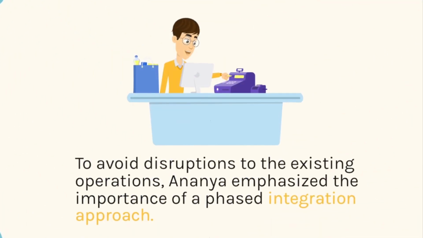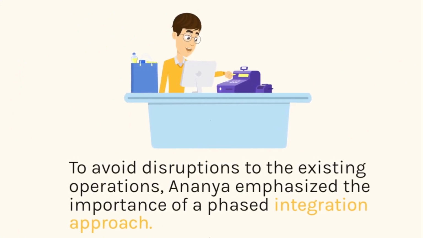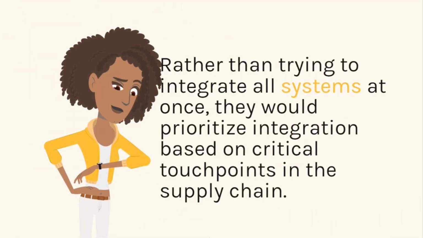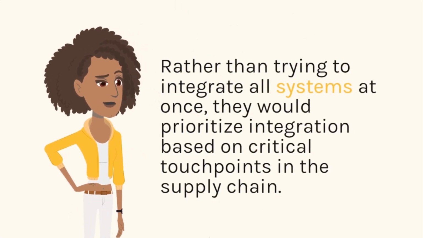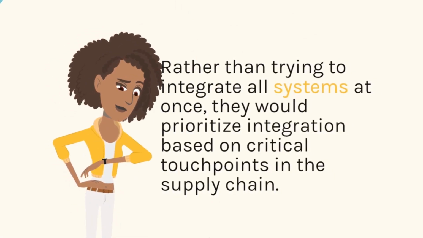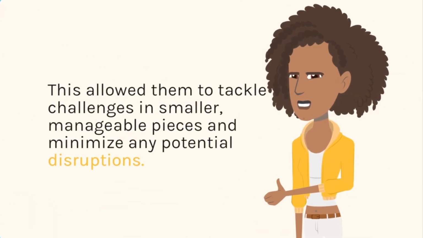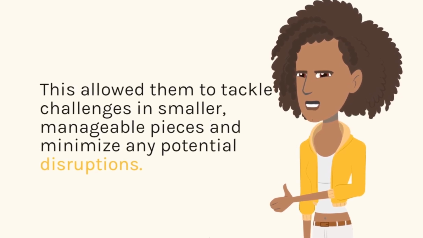To avoid disruptions to the existing operations, Ananya emphasized the importance of a phased integration approach. Rather than trying to integrate all systems at once, they would prioritize integration based on critical touchpoints in the supply chain. This allowed them to tackle challenges in smaller, manageable pieces and minimize any potential disruptions.